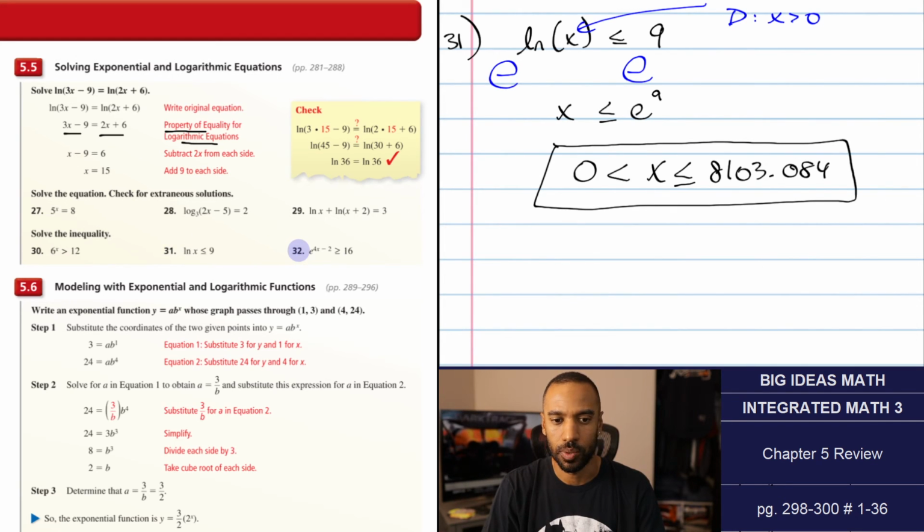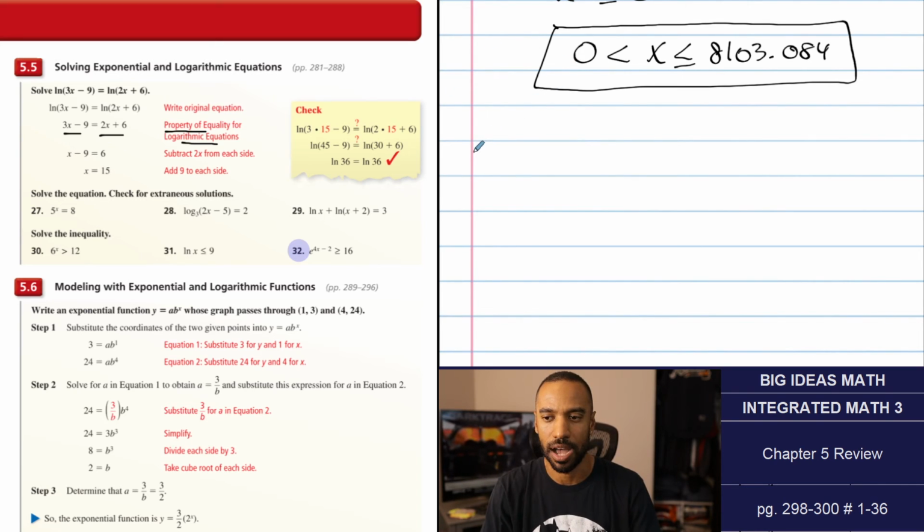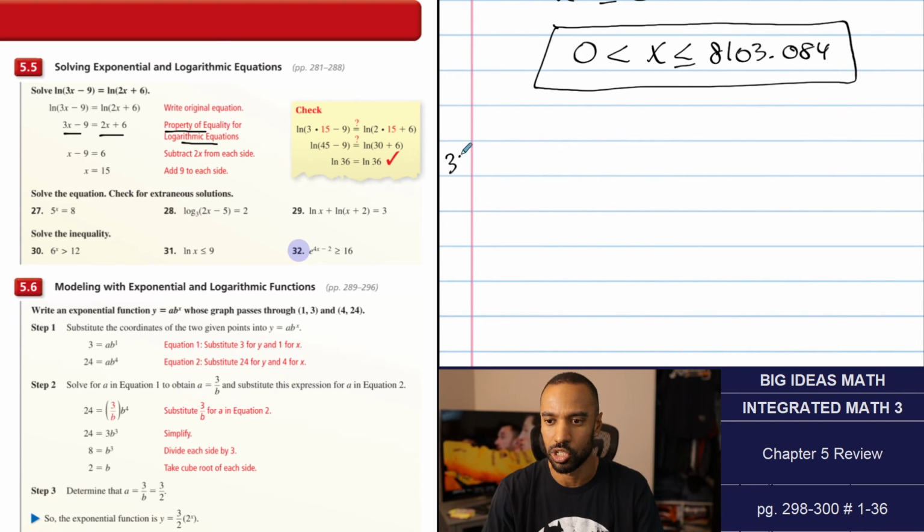Number 32 is back to an exponential, so I must stress here that we have an all real number domain. There is no positive, negative restriction on this. This just is whatever it becomes when we solve it. So this is e to the 4x minus 2 power is greater than or equal to 16.